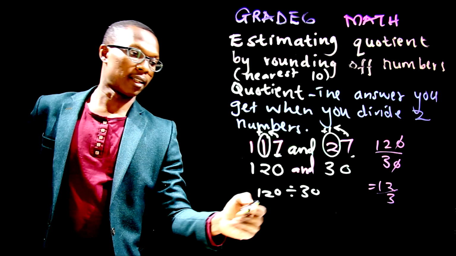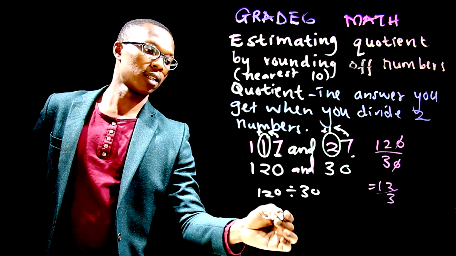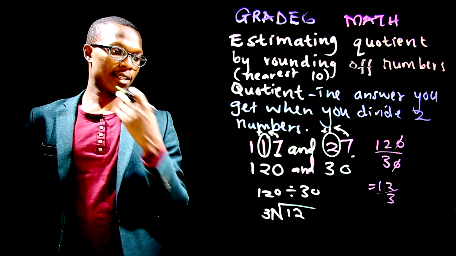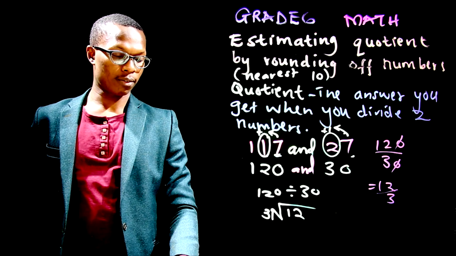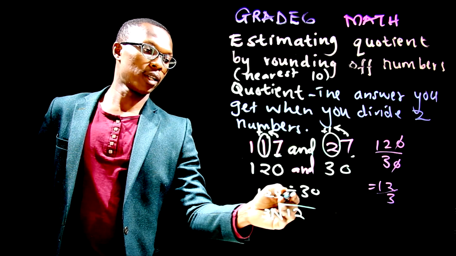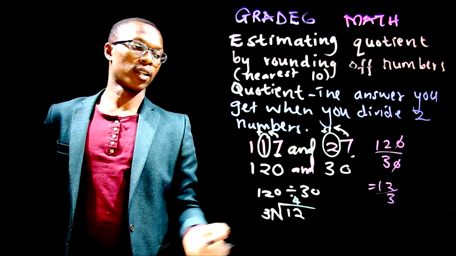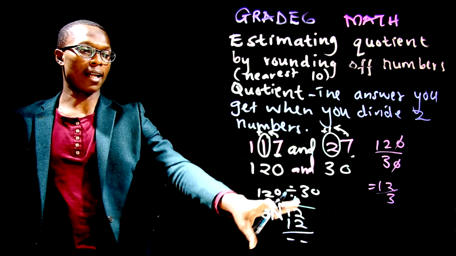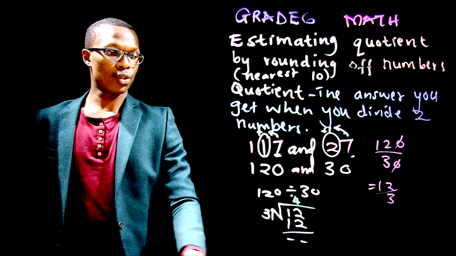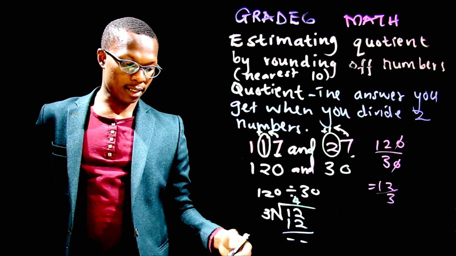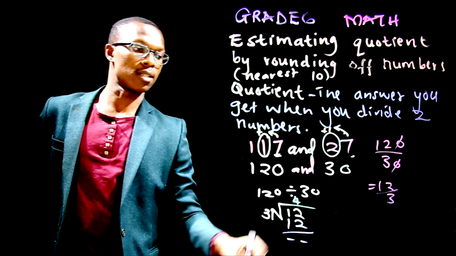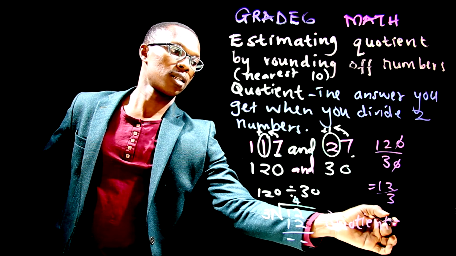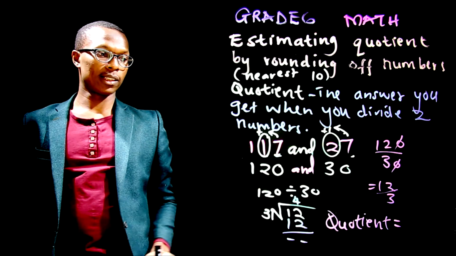So let's divide this and see what we're going to get. 3 goes into 12 how many times? Okay, so 3 times what gives you 12? 4, right? So here 3 times 4 gives you 12. So here we're going to write 12, and then we have nothing remaining there. Okay, so when you're writing the answer now, this is how you're going to write it. This is the quotient will be, what is the quotient?